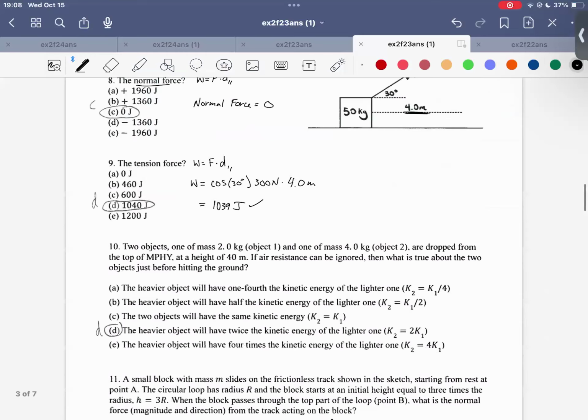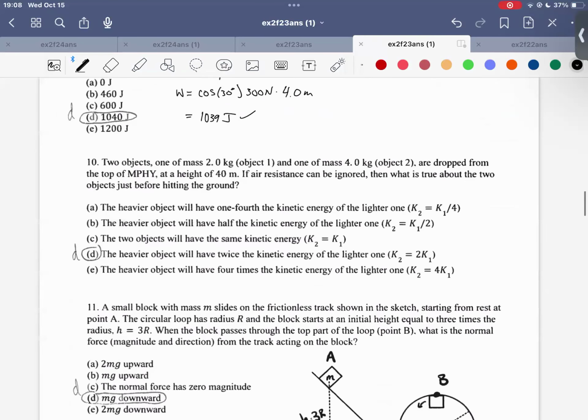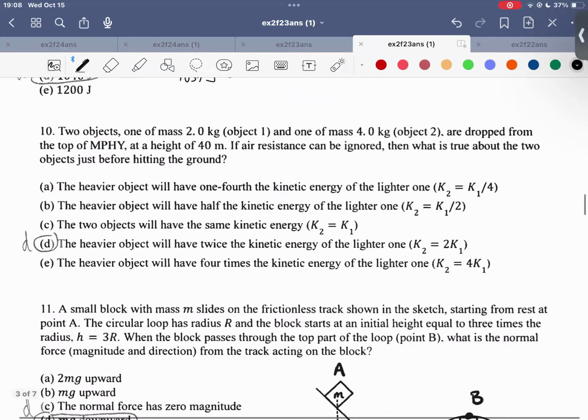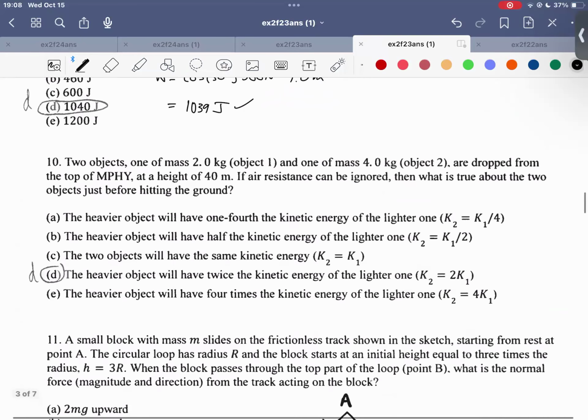Okay. So moving on, number 10. So we're given two objects, one of mass 2 kg and one of mass 4 kg. They're dropped from a height of 40 meters. And then we're asked what is true about the two objects before hitting the ground. So basically, they're asking to find the relationship of the kinetic energy between the two.